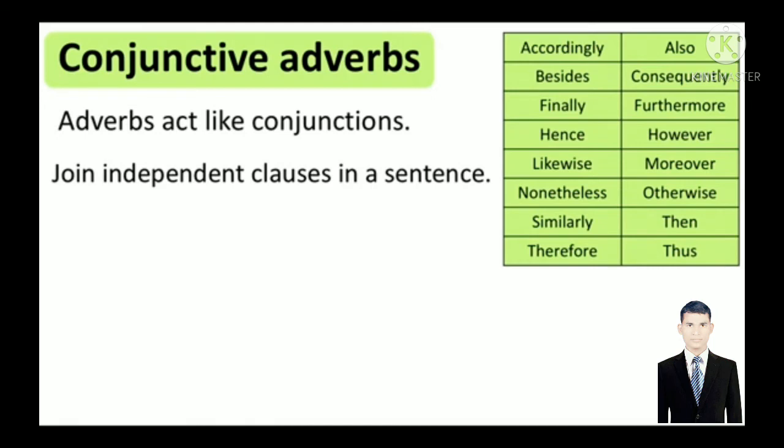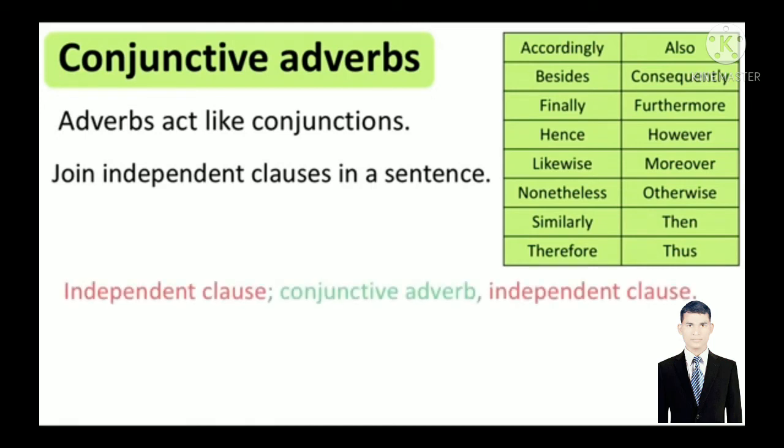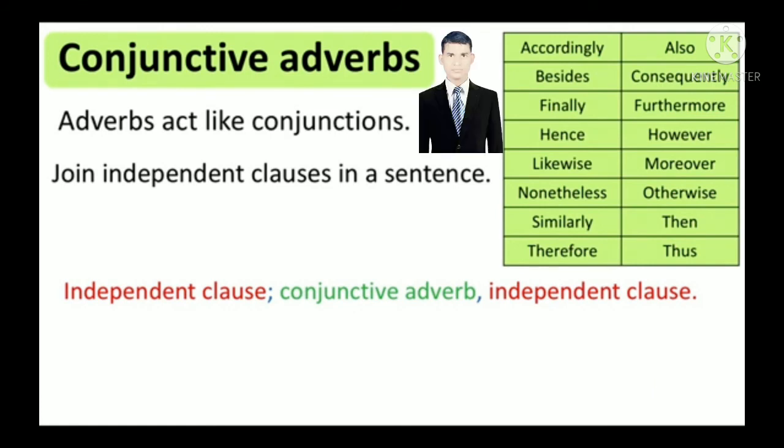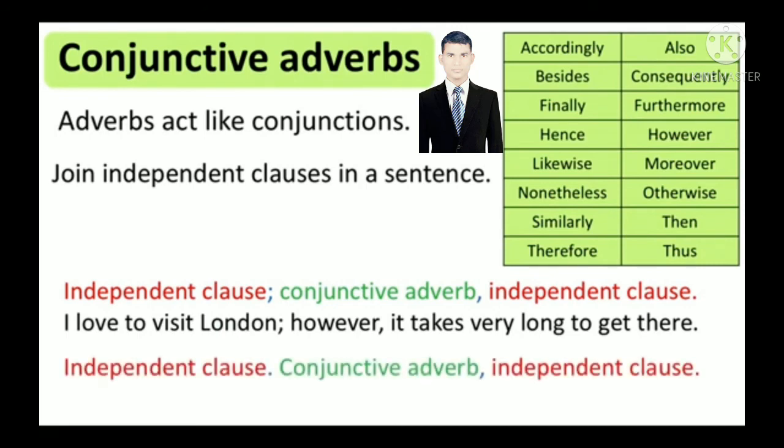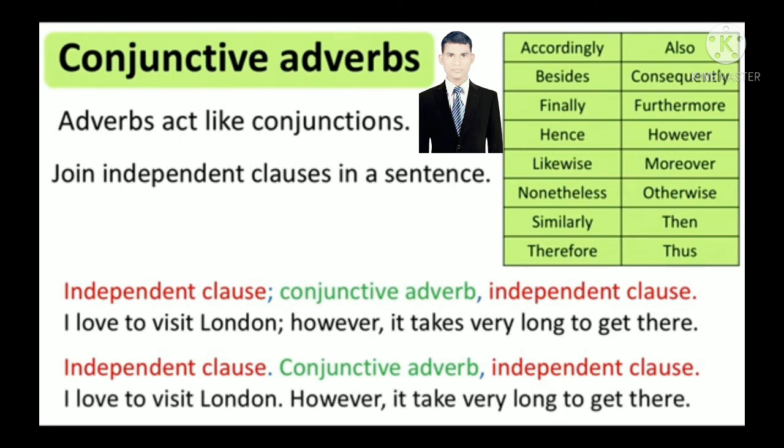So there are two ways we can write these sentences. We can use a semicolon before the conjunctive adverb followed by a comma. For example, I love to visit London; however, it takes very long to get there. The second way of writing the sentence is we have a full stop following the initial independent clause and then a comma after the conjunctive adverb. For example, I love to visit London. However, it takes very long to get there.